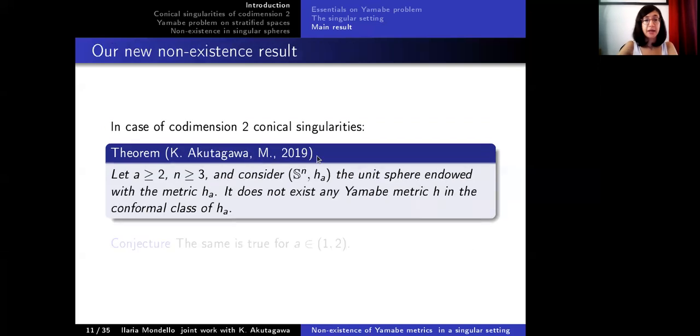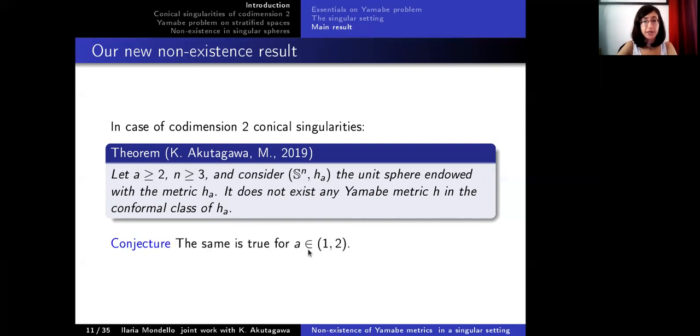What we prove with Kazuo is an analogous result in the case of codimension 2 conical singularities. We consider the singular spheres, so the spheres with the metric Ha that put a conical singularity of codimension 2 along a great circle. And when the angle is bigger than 4 pi, so this parameter here is bigger than 2, this singular sphere does not carry any Yamabe metric. Again, the metric Ha is Einstein away from the singularity, so it has constant scalar curvature, but it is not Yamabe, and there is no other minimizing metric in its conformal class.